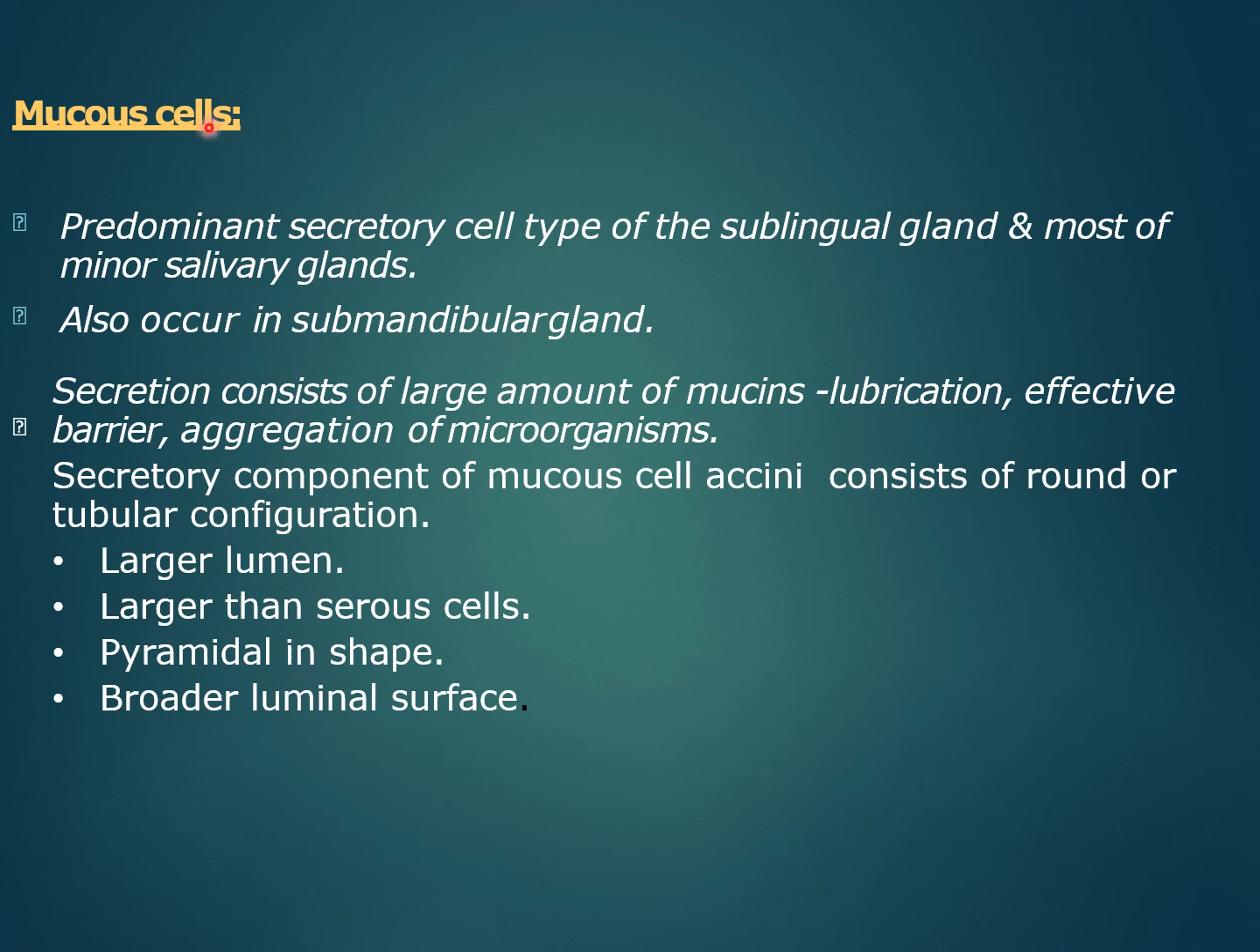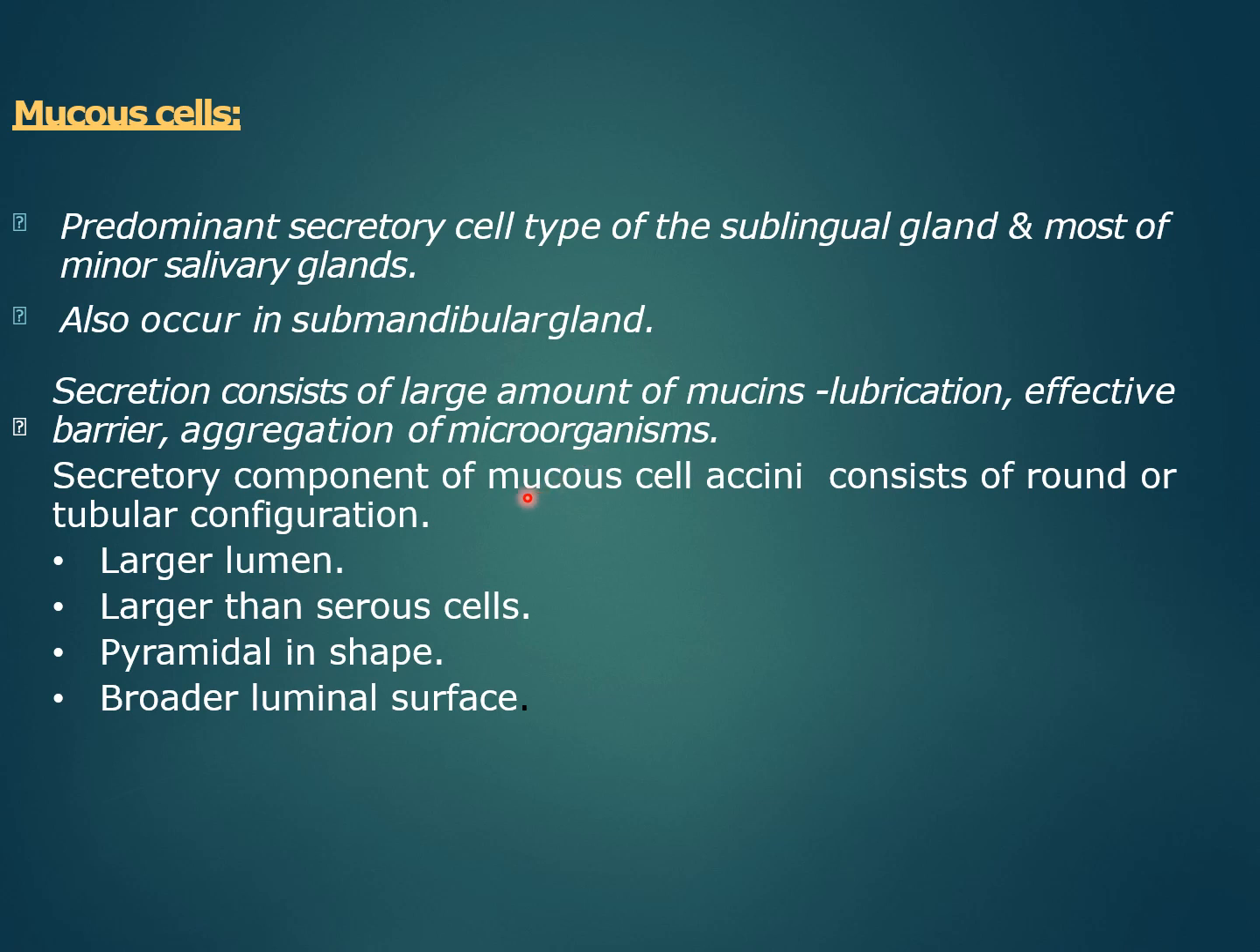Coming to the mucous cells in the secretory endpiece. They are the predominant secretory type of the sublingual gland and most of the minor salivary glands. Mucous cells are seen in the sublingual gland and minor salivary glands. They also occur in the submandibular gland. Their secretions are large in amount, with mucins. This helps in lubrication, acts as an effective barrier, and helps in aggregation of microorganisms. Mucous cell secretions are rich in mucins.